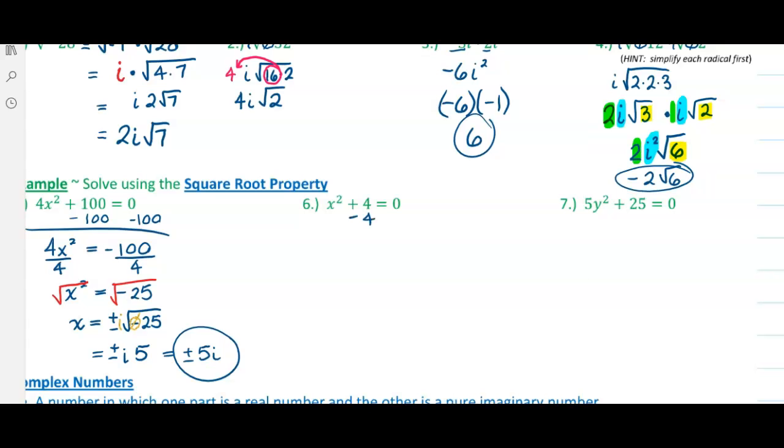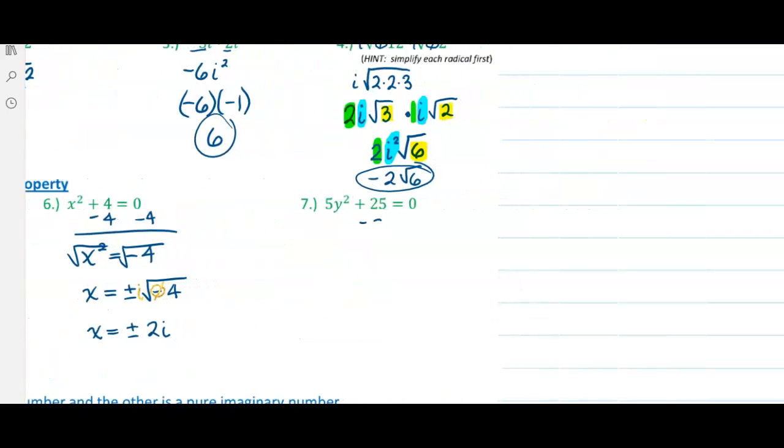Let's subtract 4 from both sides. x squared is negative 4. We'll now take the square root of both sides. x is plus or minus the square root of negative 4. The negative can come out front and be written as an i. I can take the square root of 4, so x is plus or minus 2i.